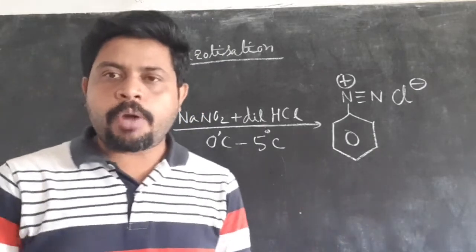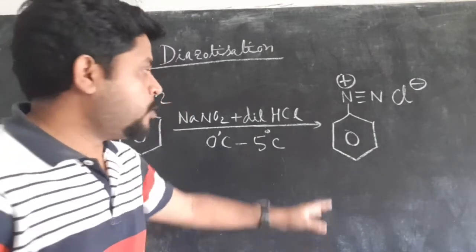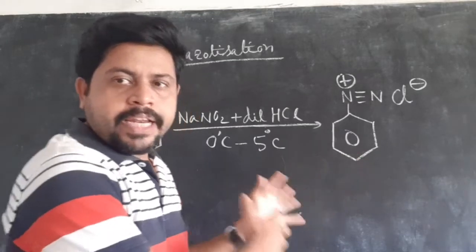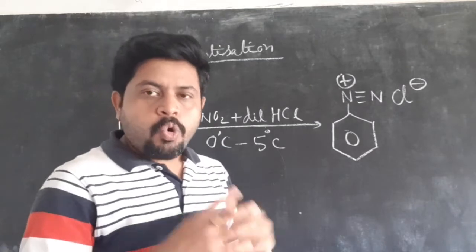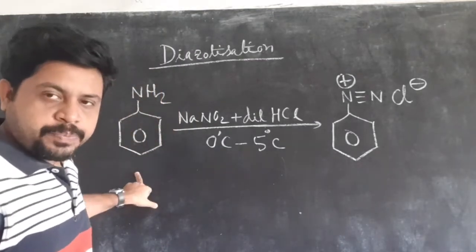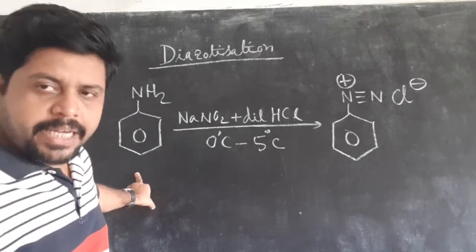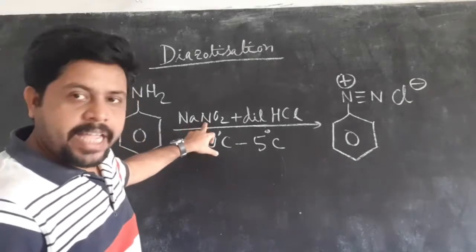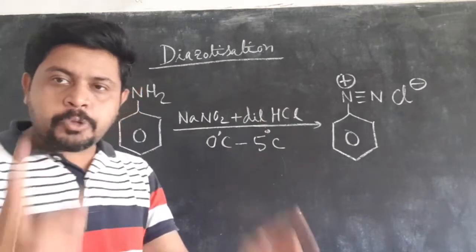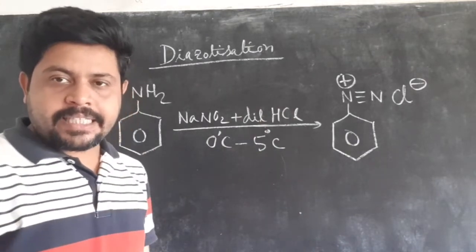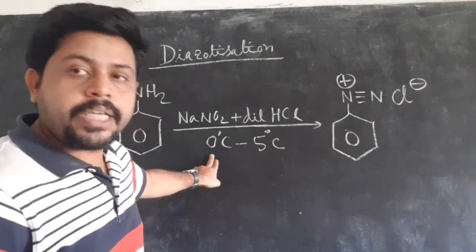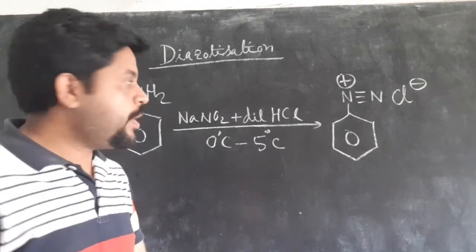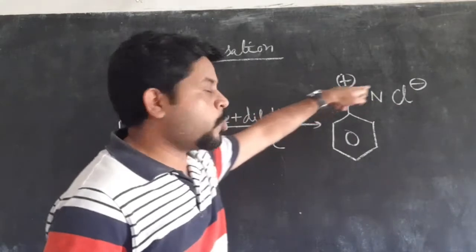Benzene diazonium chloride salt is the main product in this diazotization process. How are we getting this benzene diazonium chloride salt? When a primary aromatic amine, commonly known as aniline, reacts with NaNO2 and dilute HCl. You should remember the temperature is very important, and it should be 0 degrees Celsius to 5 degrees Celsius. Then we get benzene diazonium chloride salt.